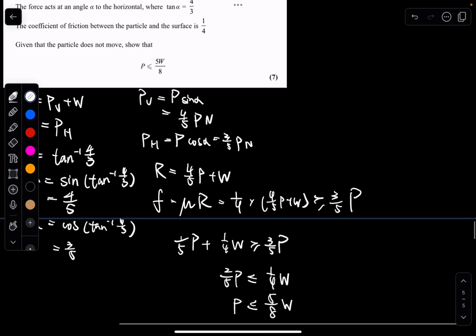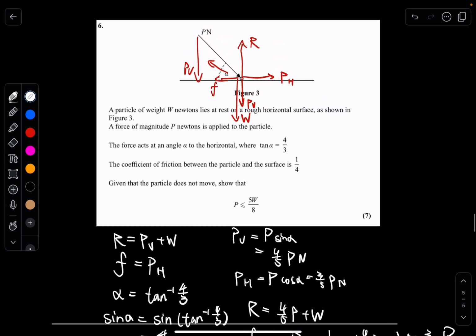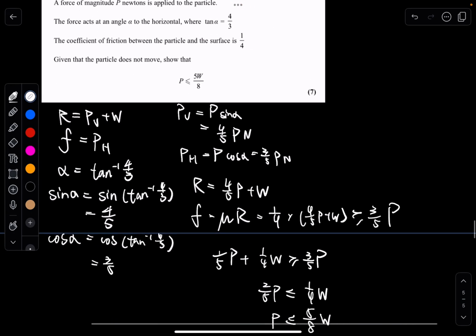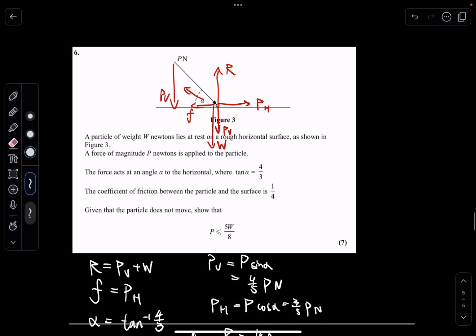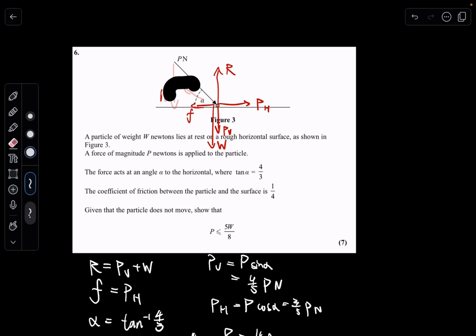Yeah. And what do I want to say? I think for these kind of questions, you just have to draw all the forces out. It's not particularly too difficult, I think.